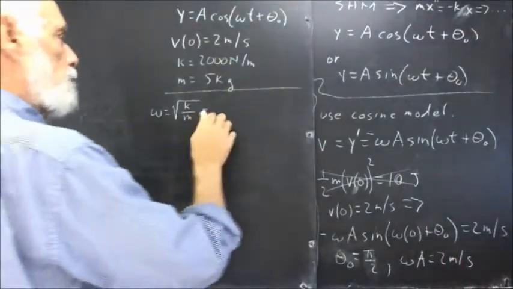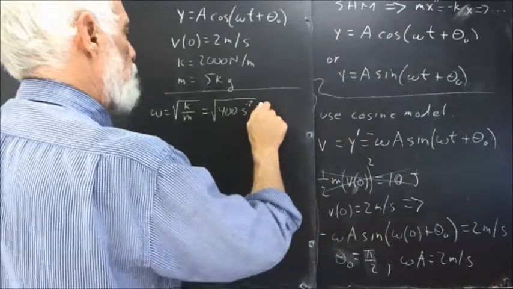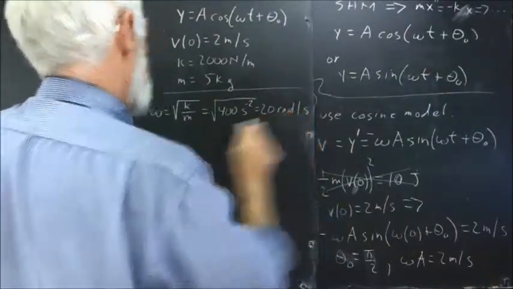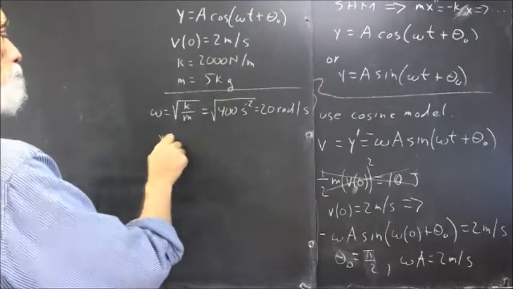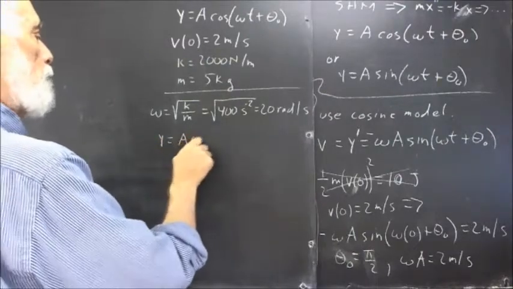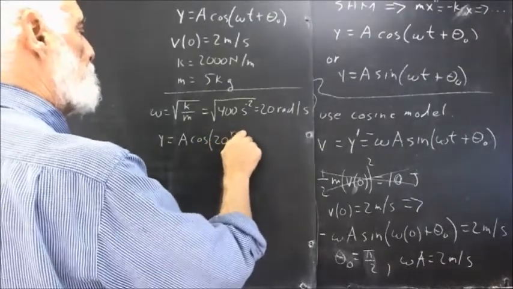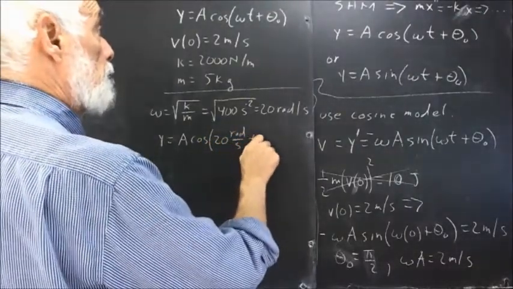So this is going to be the square root of 400 seconds to the negative 2, which is 20 radians per second. So now we're going to have y equals A cosine of 20 radians per second times t plus theta naught.